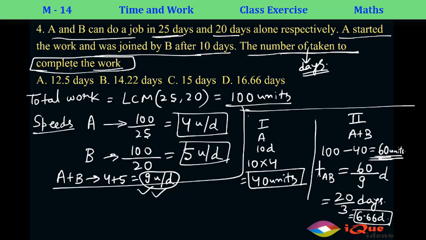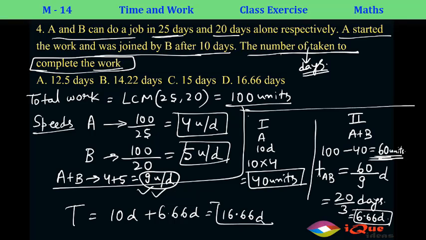complete the work. Alright. So total time would be the first 10 days plus the second 6.66 days, which is equal to 16.66 days. So answer of this question will be 16.66, which is D option. Alright, now let's go to the next question.